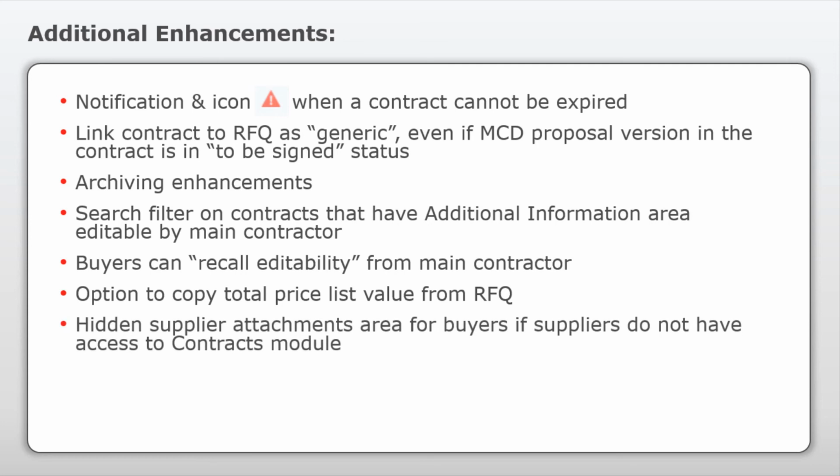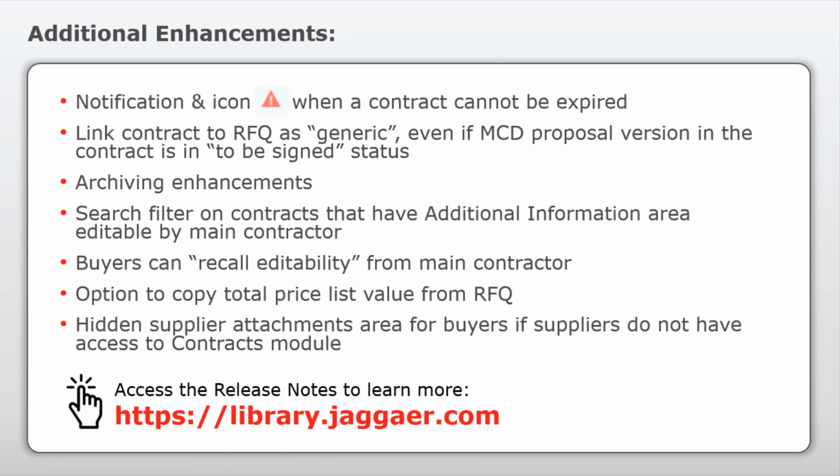Finally, we have improved usability if the contract's details are not accessible by the main contractor. In this configuration, the Visible to Main Contractor area in Attachments will not be available. It will be hidden. Be aware that if you already have uploaded some files in this area, after the 19.3 release, those files will not be accessible anymore if the main contractor does not have access to the Contracts module.